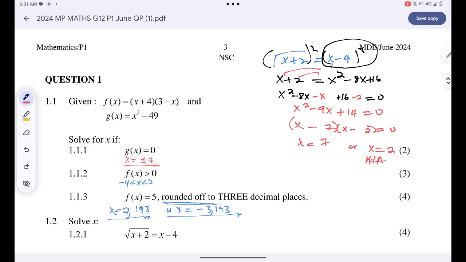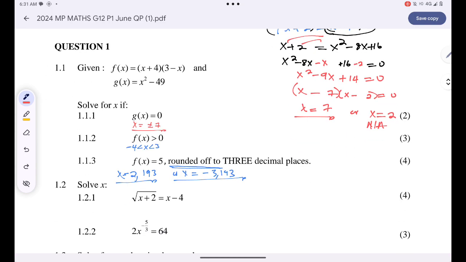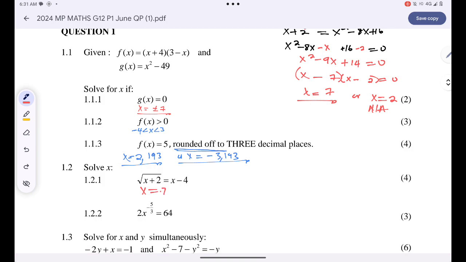But this one is not applicable, only 7 is applicable. Right? So x is just equal to 7 only. Why is this one not applicable? Because whenever you substitute it back into the equation, you will find that the right hand side will not be equal to the left hand side.